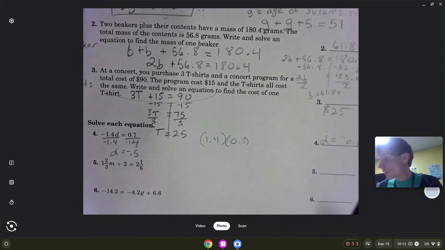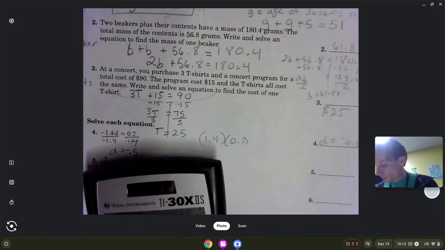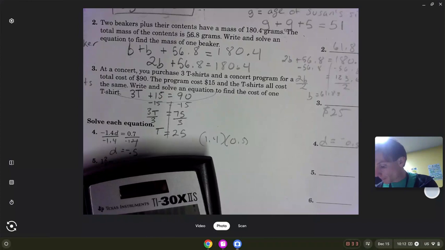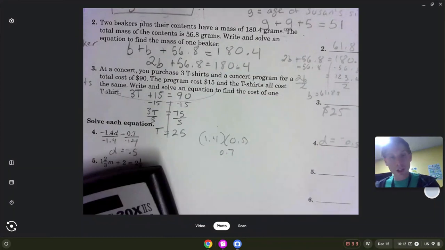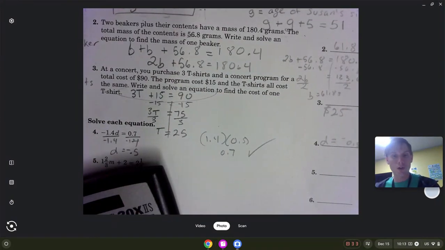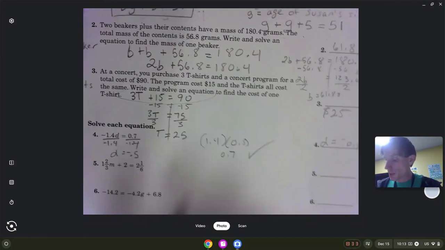1.4 times 0.5. If we again do that in our calculator, we're going to get 0.7. And 0.7 equals 0.7, so check. We know we're right, okay? So just check your work, okay? All right, great.